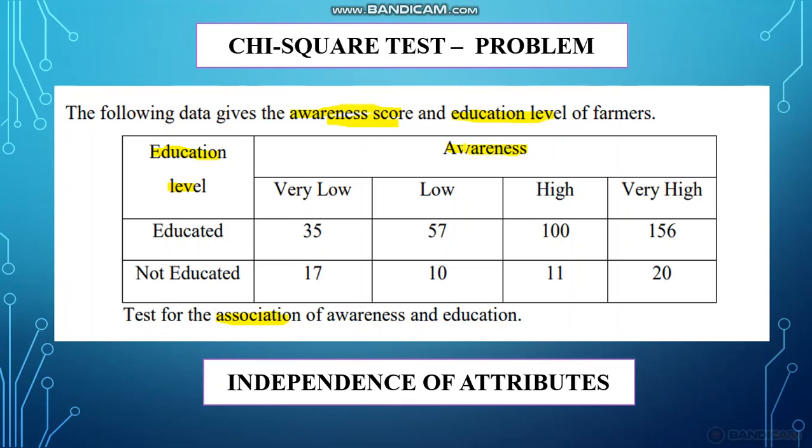So here we have two attributes, two characters. We want to test whether there is an association between awareness and education level. So the problem here is independence of attributes.